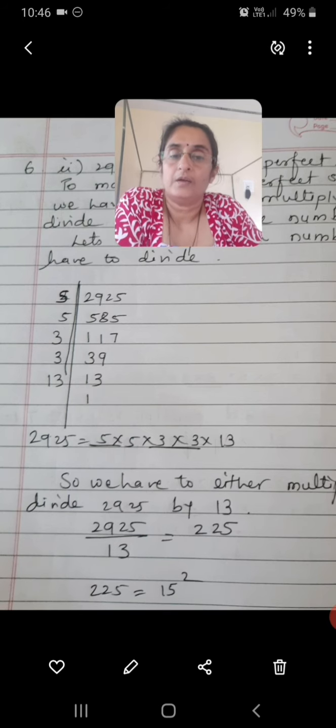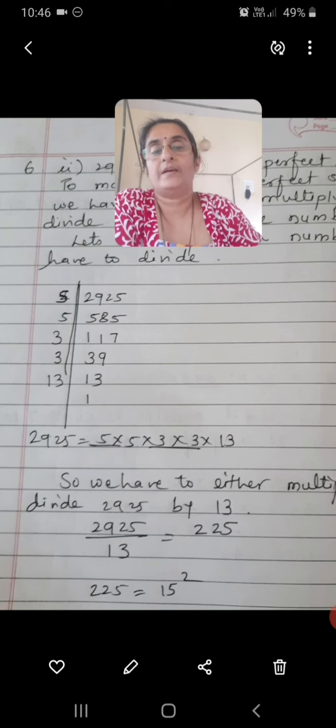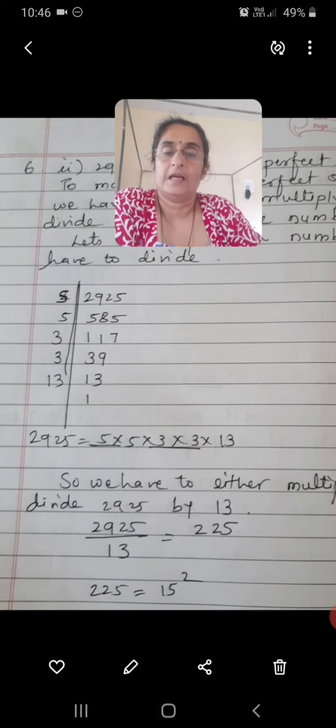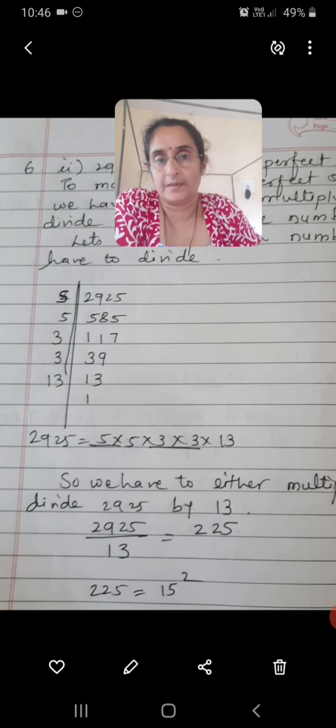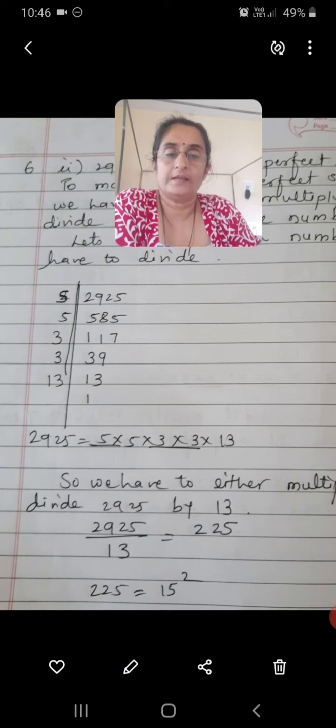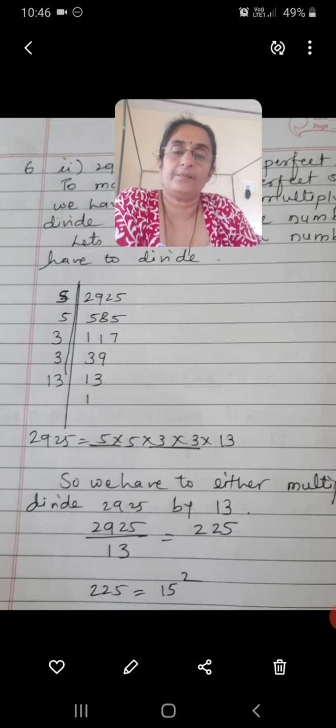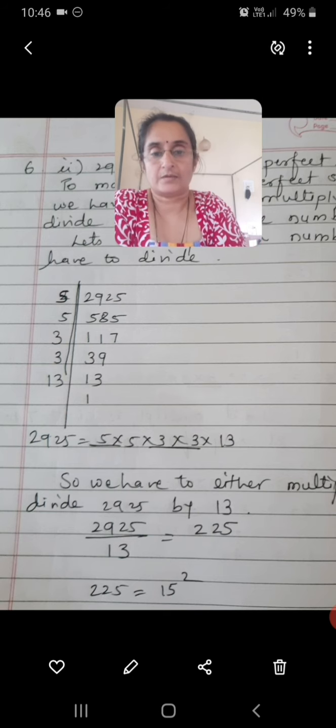Okay, so using this method we can find out by which number it has to be multiplied or divided to make a perfect square. If they ask you by which number you have to multiply, whichever number is missing in the pair, you have to multiply with that number. If they ask you by which number you have to divide, you have to divide with the extra number which is not in pairs. Understood, children? Solve the sums, you will get it. We will go to the next question.